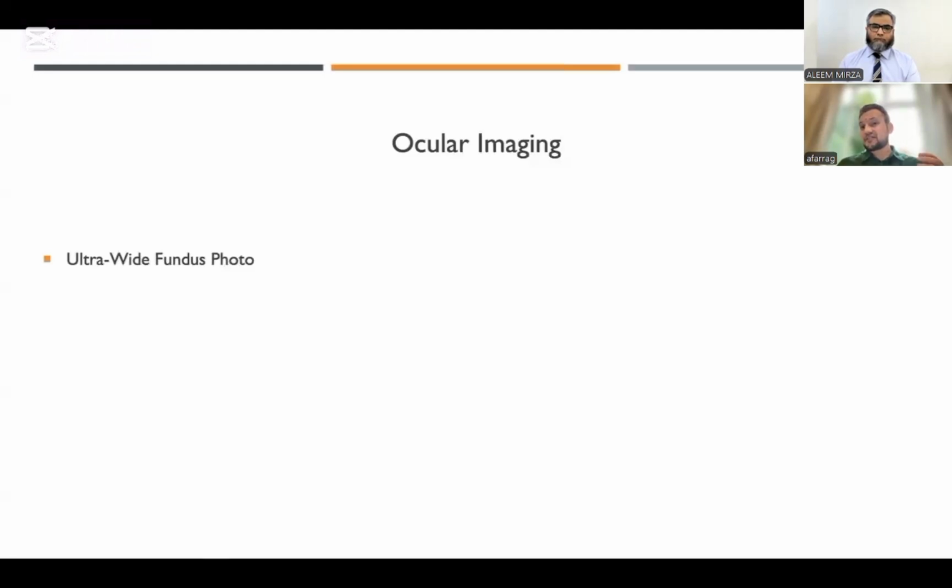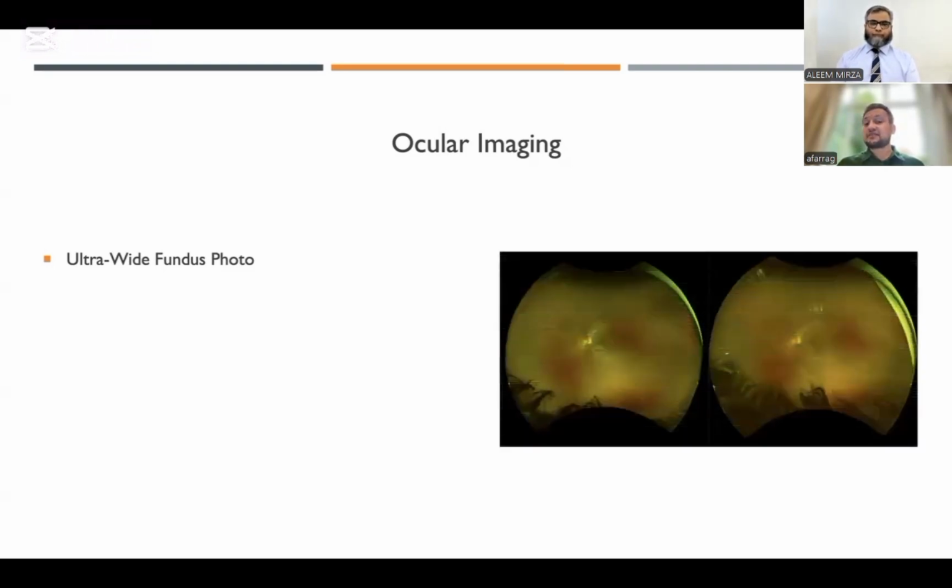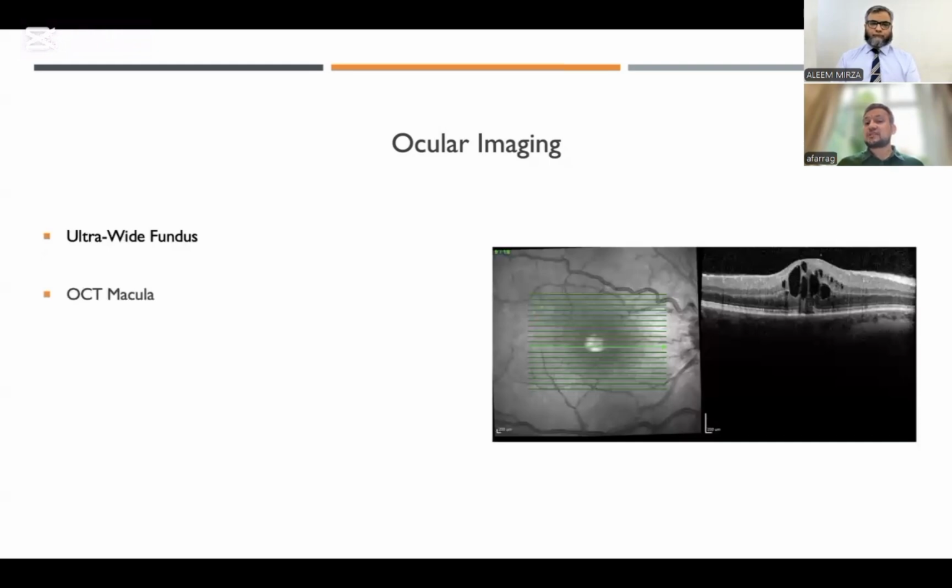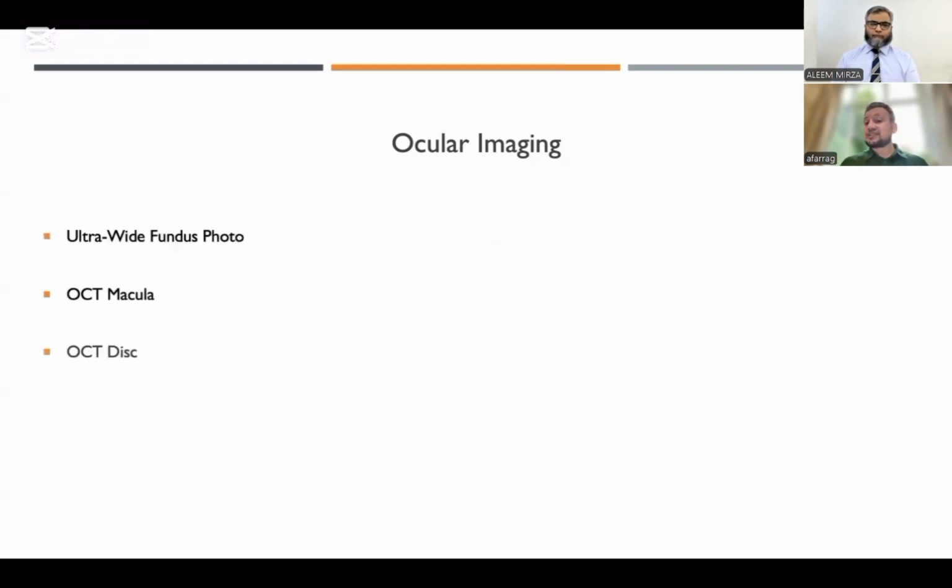I am very generous in ocular imaging because I believe in uveitis it's a standard practice now, and you are decompensating patient care if you don't use all the ocular imaging that you have. Ultra-wide fundus photo, as we can see here, OCT macula to detect intraretinal or subretinal fluid, or as I mentioned, maybe a clue for intraocular lymphoma, and OCT disc. OCT disc is basically to detect retinal nerve fiber layer thickness and disc swelling.